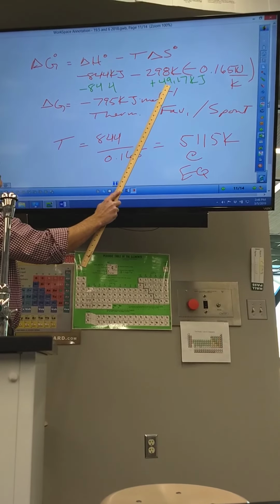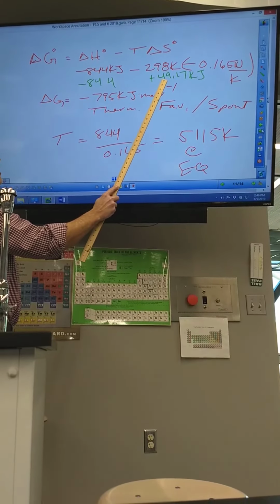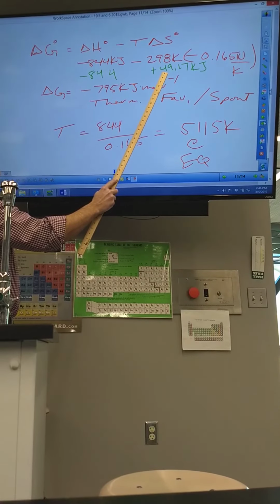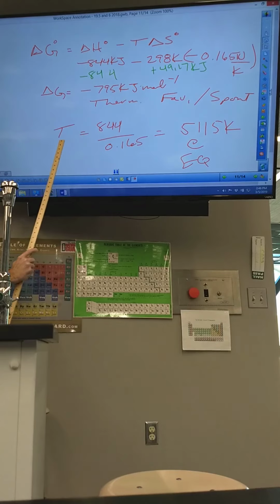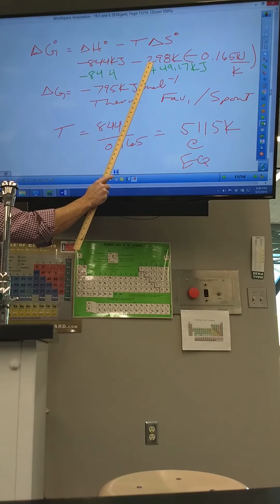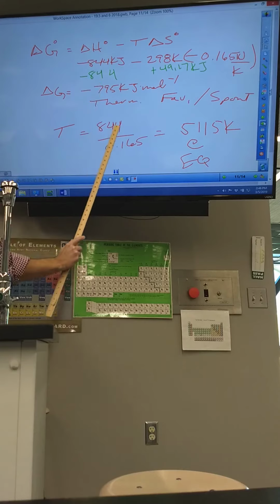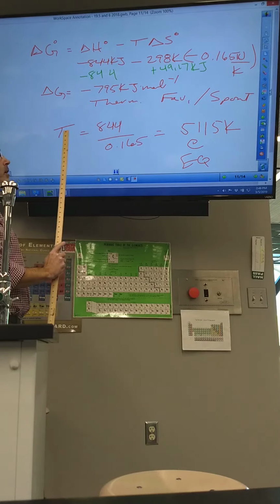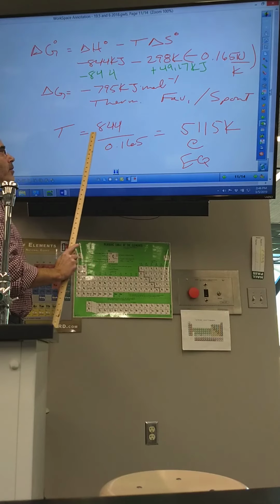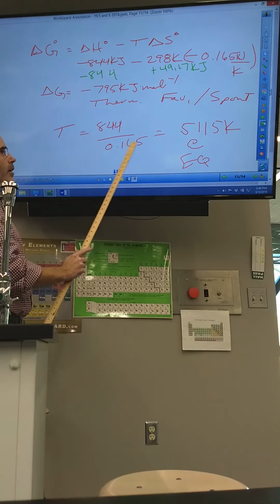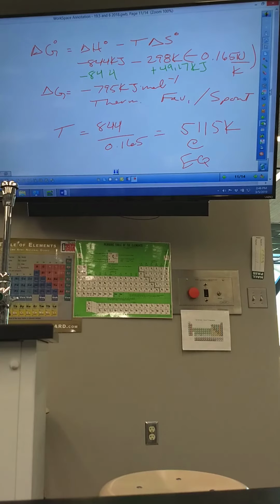As we increase T, this positive quantity is going to get bigger and bigger, and eventually it's going to equal positive 844, at which point we'll be at equilibrium. So at what temperature will delta G equal 0 is what we're really looking for here. So I just put in 0 for delta G, solve for T, that's just delta H over delta S. And I get the number 5,115 Kelvin. That's where it's at equilibrium. So if we go above that temperature, then delta G sign will change to positive, and this will become an unfavorable process. That's how you do that.